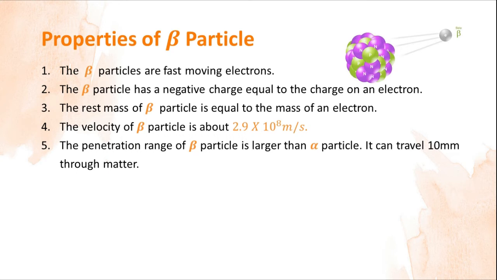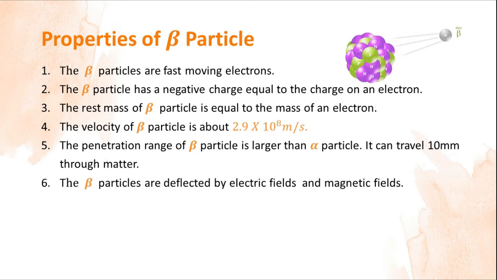The next one, the sixth one, is that the beta particles are deflected by electric fields and magnetic fields. This property is similar to that of the alpha particles. Alpha particles are also deflected by electric and magnetic fields, and beta is the same as alpha.